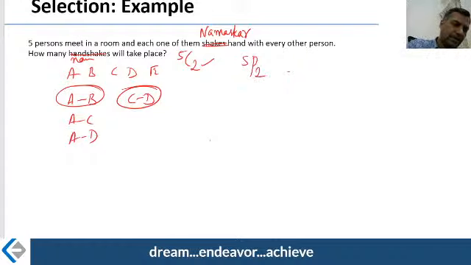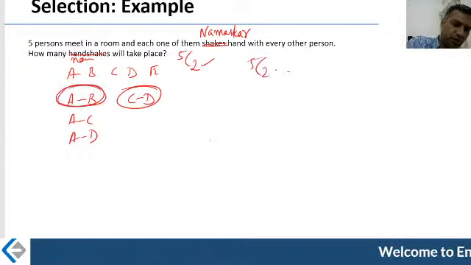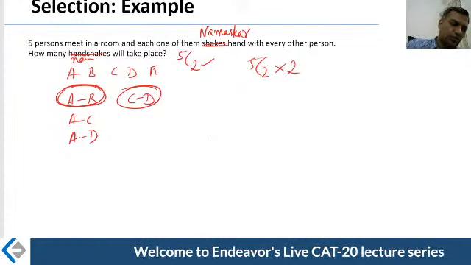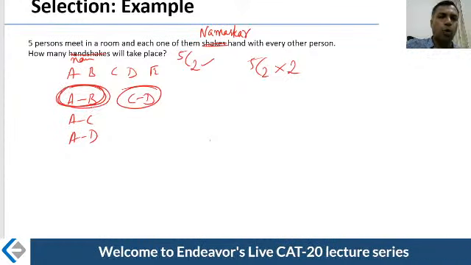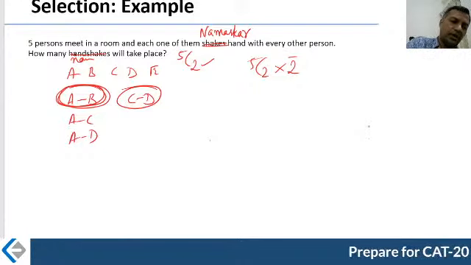Why? Because A is making a namaskar. When A and B are met together, 5C2 times 2 is fine. Select 2 people, A and B, and bring them together. Now both have to fold their hands. It is not that A is folding his hands and B is not. Both should fold their hands. Therefore it becomes double.